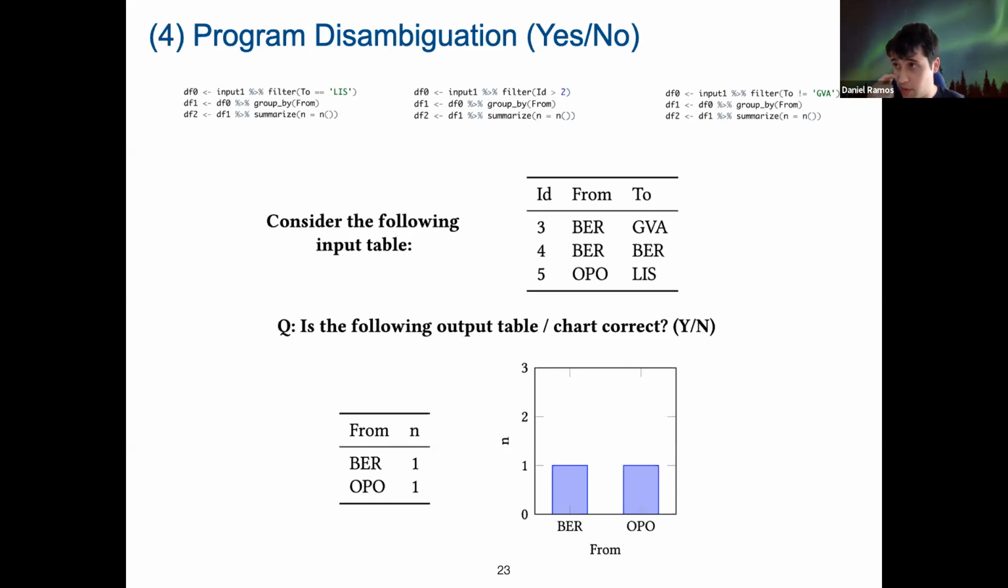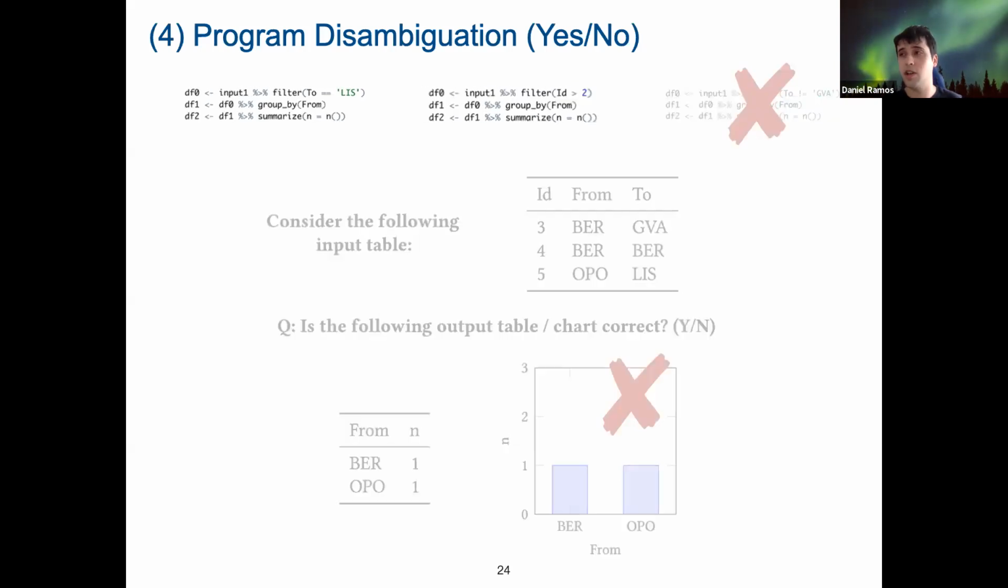And in this case, remember that we want to count all the flights that go to Lisbon. So here in this table, there's only one flight that goes to Lisbon. So this chart is incorrect. It should only have one bar. So the user answers no. And after this, UNCHARTIT discards one of the programs in this case.